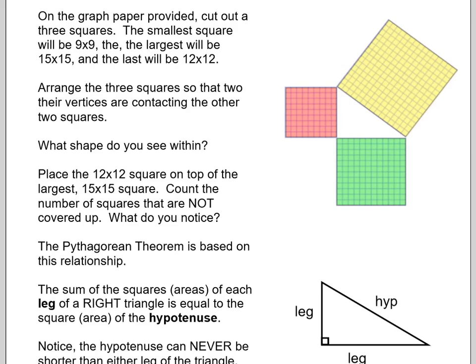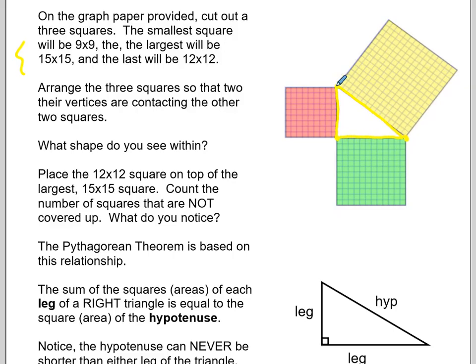Normally I would get you to make this, but if we start with some graph paper and cut out some squares, a 9 by 9 square, a 12 by 12 square, and a 15 by 15 square, and arrange the three squares so that two of their vertices are contacting the other two squares. Remember, the vertices are these little corners right here. If we arrange them in that way, what shape do you see within? Well, you should see a right triangle. I sure hope. And there it is right there.